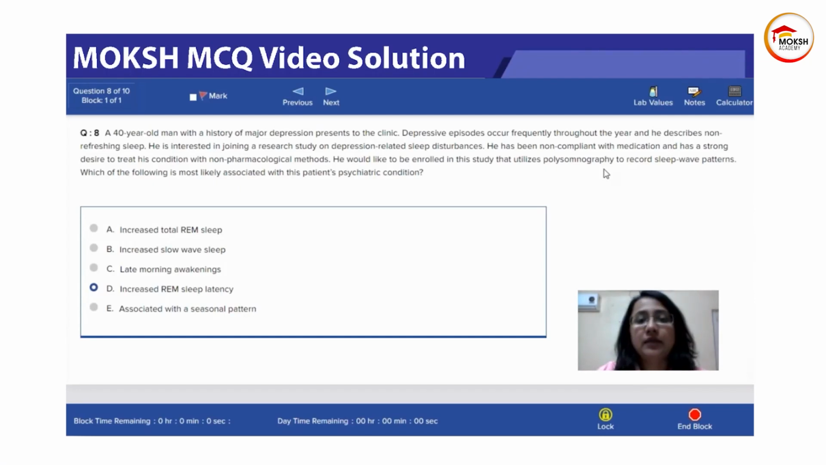So this patient has depression, and basically they're asking what sleep change is going to happen in depression. So when you're sleeping, you have two types of sleep: slow wave sleep and rapid eye movement sleep. I'm sure you all know this much. So what happens is, when you're awake, I'm going to draw the different types of brain waves.